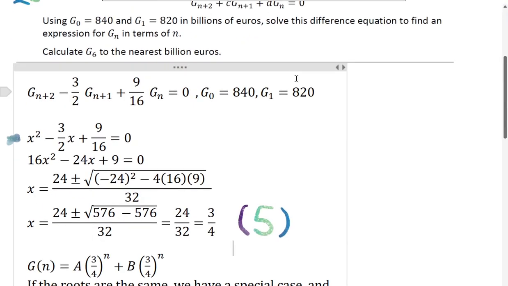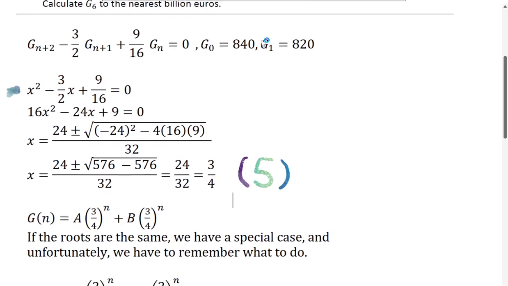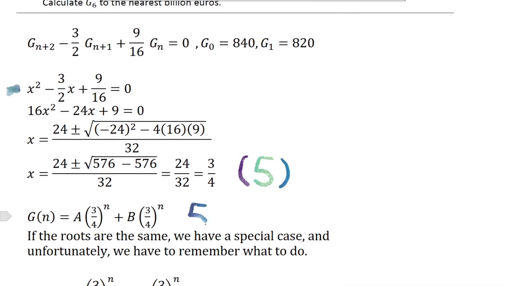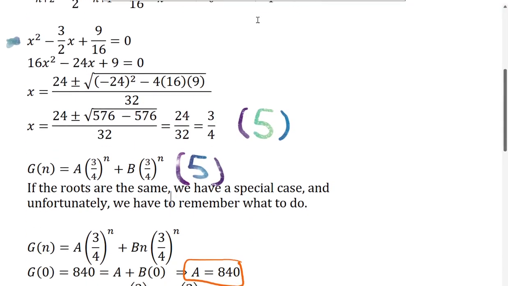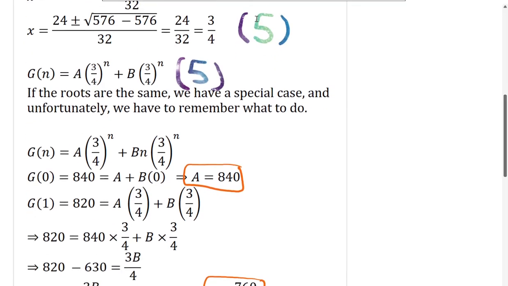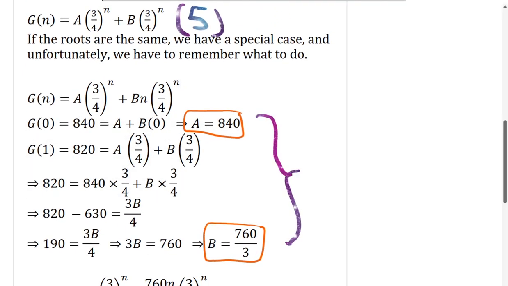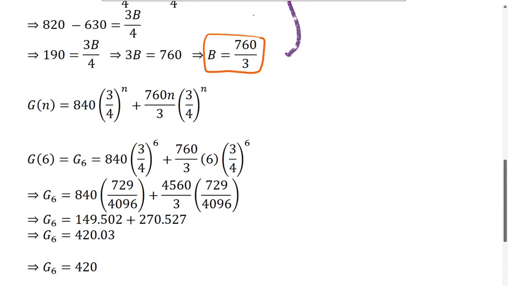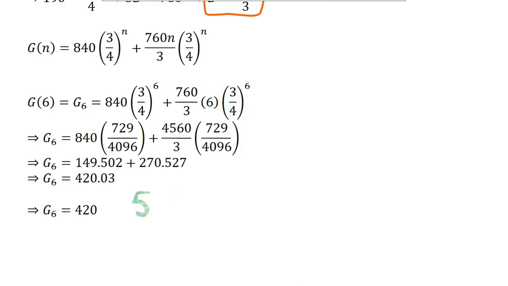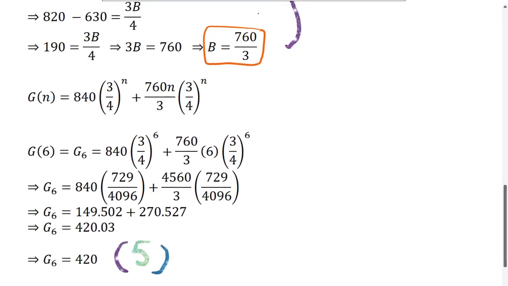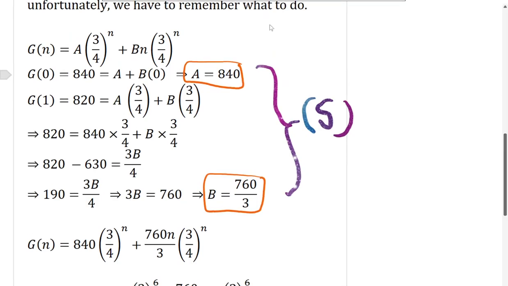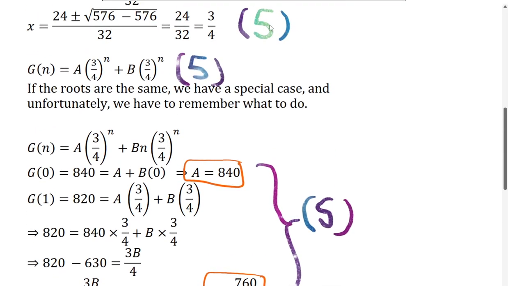So 5 marks for that. And then you got 5 marks for writing this down, which is lovely. Then you got 5 marks for getting both of these correct. Okay. And then you got 5 marks for the answer here. So there's plenty of easy marks afoot.